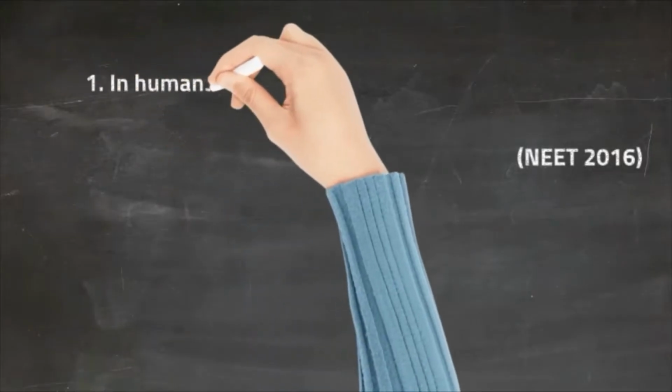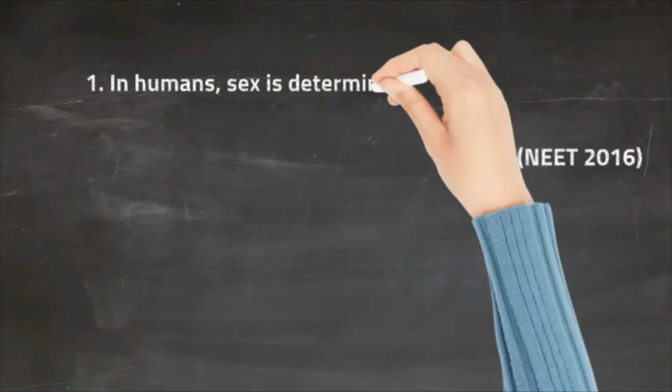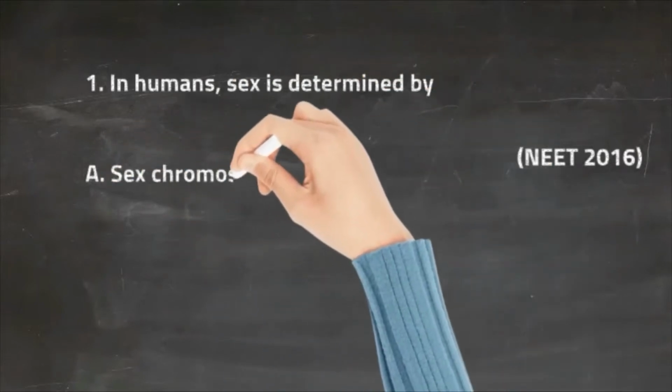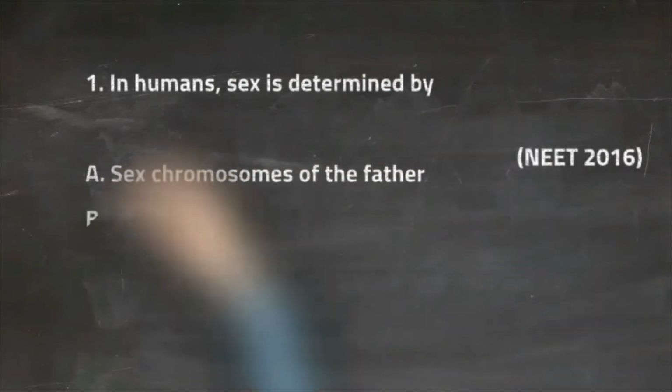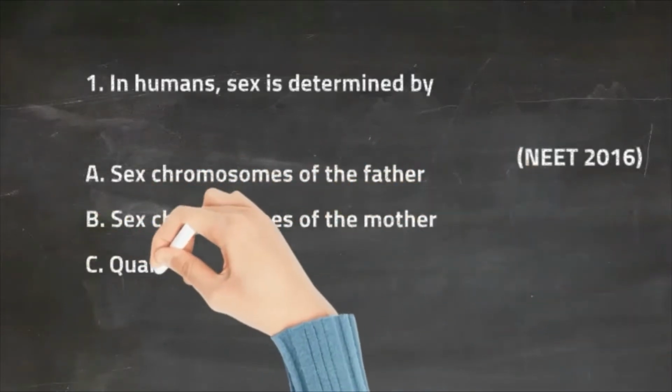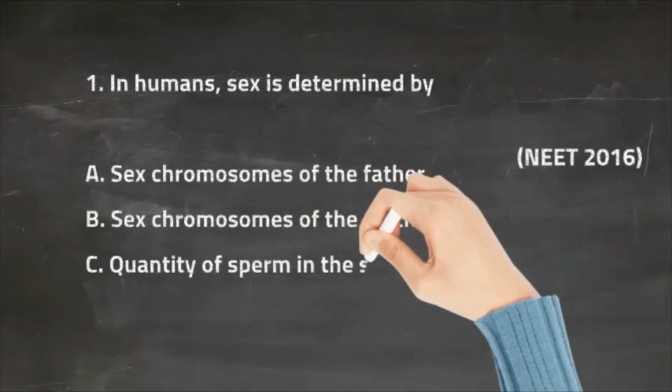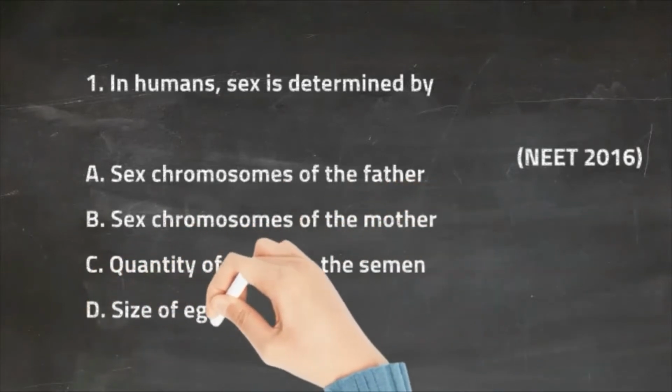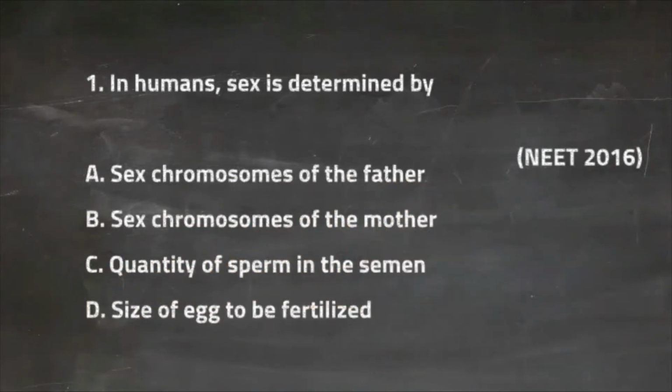The very first question is: in humans, sex is determined by, the first option is sex chromosomes of the father, the second option is sex chromosomes of the mother, the third option is quantity of sperm in the semen, the fourth option is size of egg to be fertilized. So the right answer for this question is option A, and that is sex chromosomes of the father.